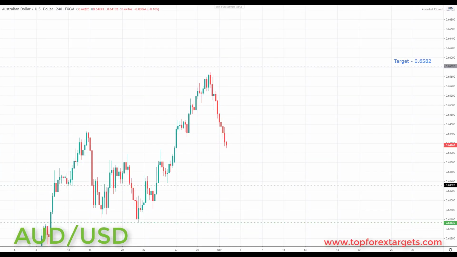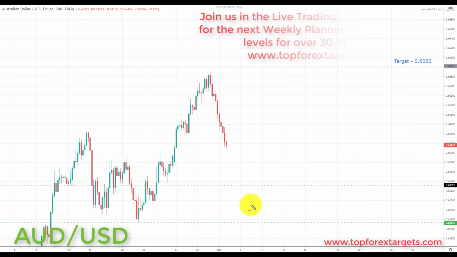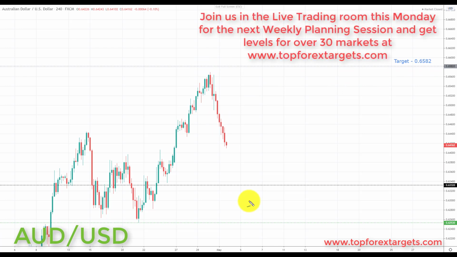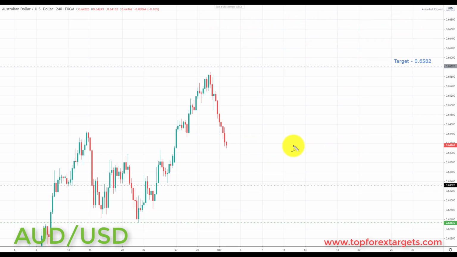So the next market we're going to look at is Aussie dollar. Now last week we were looking for further advances to the upside in this market, and we did take out the first target set at the 0.6461, and we came very close to the second target set last week at the 0.6582 before this sell-off to the downside. Very simply put, going into this week we are still looking for further advances to the upside in this market due to that break lower in the dollar index.